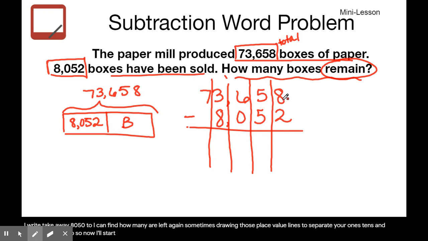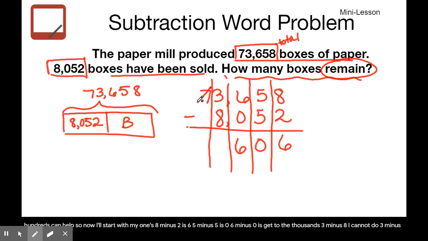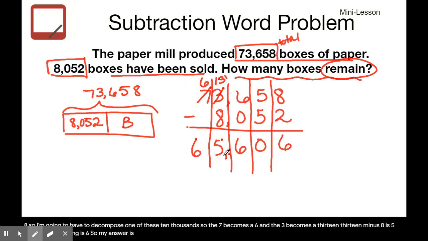So now I start with my ones. 8 minus 2 is 6. 5 minus 5 is 0. 6 minus 0 is 6. And then I get to the thousands. 3 minus 8. I cannot do 3 minus 8. So I'm going to have to decompose one of these 10,000s. So the 7 becomes a 6, and the 3 becomes a 13. 13 minus 8 is 5, and 6 minus nothing is 6. So my answer is 65,606.